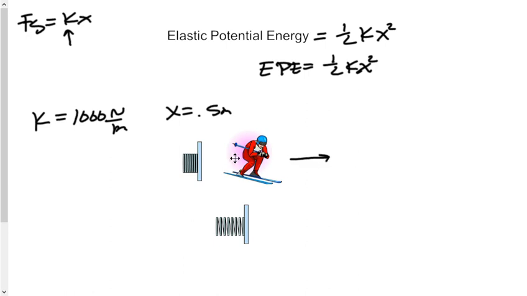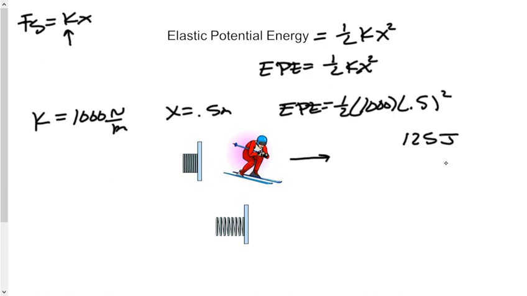So again, this is stored energy. Why? Because we compress the spring, store energy in the spring, then we release it, and we'll get kinetic energy out of it. So what's our equation then? Well, elastic potential energy is equal to 1/2 the k constant, which is unique to each spring, multiplied by 0.5 squared. And again, that's how much the spring is either compressed or stretched, either one. And our energy comes out to be 125 joules. Or I could call that newton meters, either one would be fine.